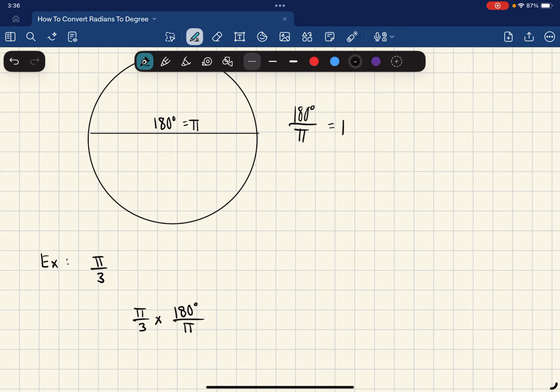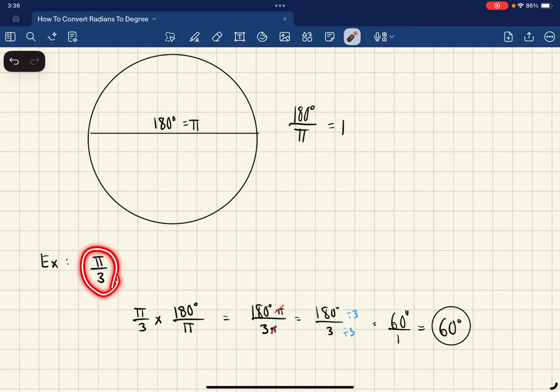So when we do that, we get 180 degrees pi over 3 pi. And if you look over here, the pi's just cancel out, right? Because pi divided by pi is 1, giving you 180 degrees over 3. If we simplify, we divide both the numerator and denominator by 3, which gets you 60 degrees over 1, which is just 60 degrees. And there you go. We converted pi over 3 to degrees, giving you 60 degrees.